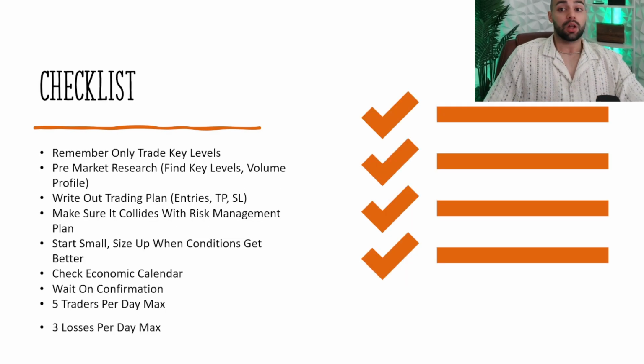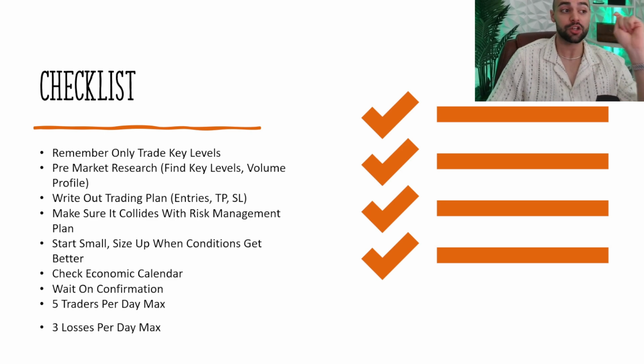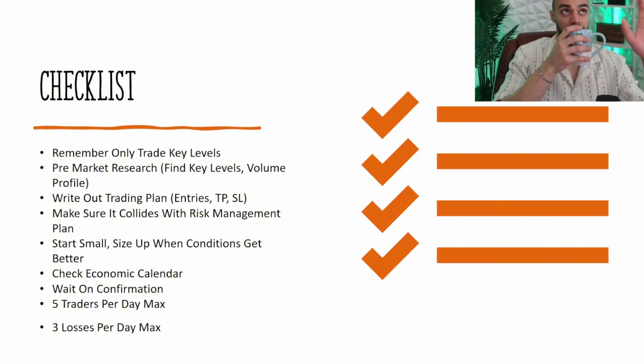Quick checklist that y'all can follow, that I follow, right? So remember, only trade the key levels. Pre-market research, right? Find key levels, volume profile. Write out your trading plan every single day before the market opens, right? Don't go into the market without a plan, and remember to stick to your plan no matter what, right? Make sure your plan aligns with your risk management plan. Start small. Size up when conditions get better. Check the economic calendar. Wait on confirmation. 5 trades per day max, 3 losses per day max. Let you look at this for a little second.